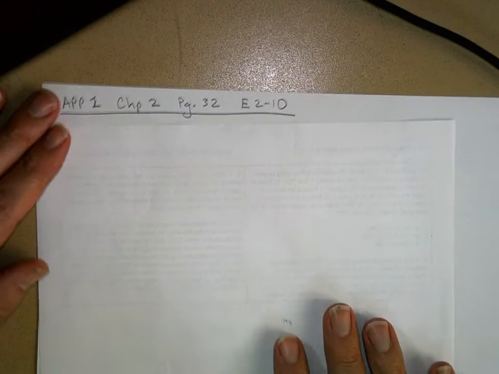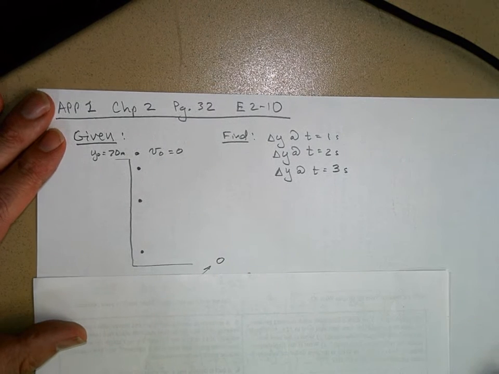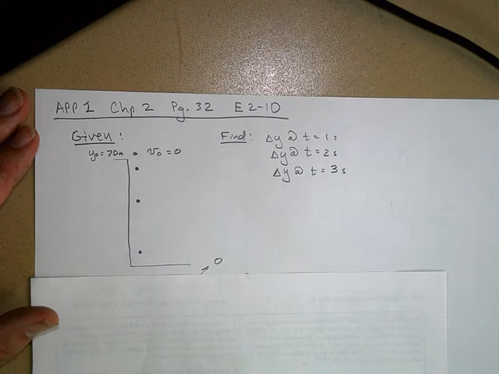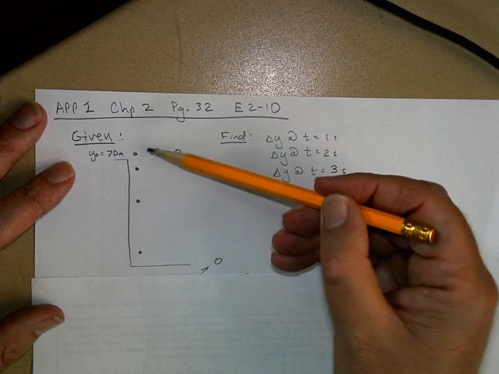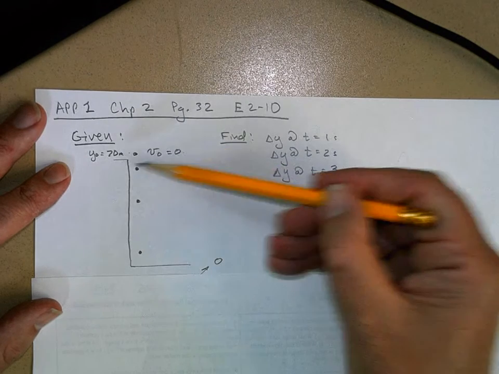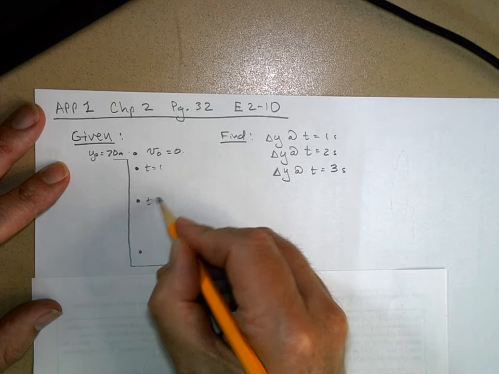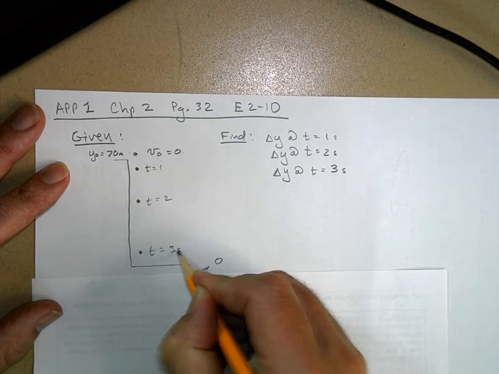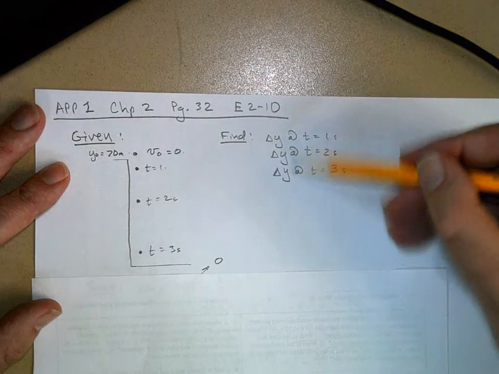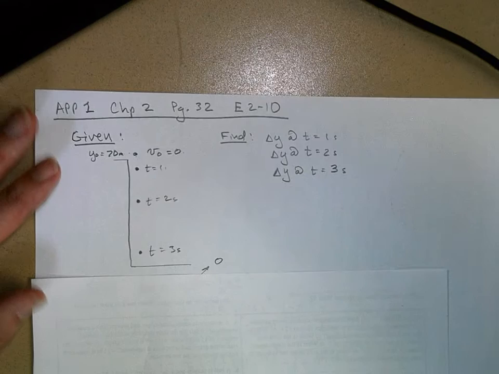So I've got it done here. Let's first of all set it up with given and find. Here's our initial position of 70 meters above the ground, and our initial velocity is 0. And then t equals 1, t equals 2, t equals 3 seconds. We want to know what is the delta y. How much did we fall? How far did we fall down in these times?